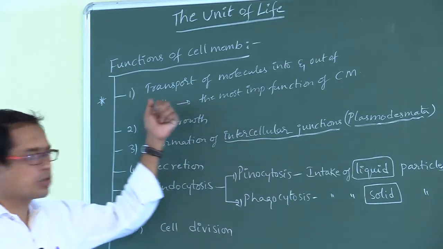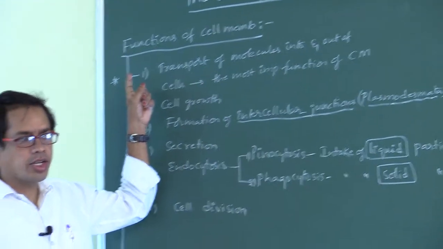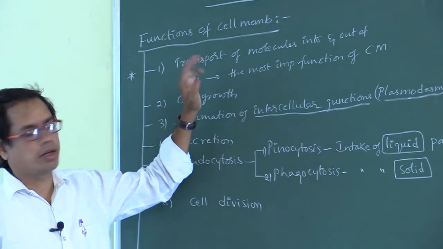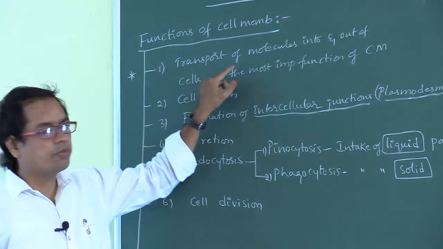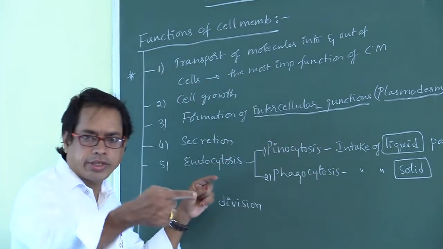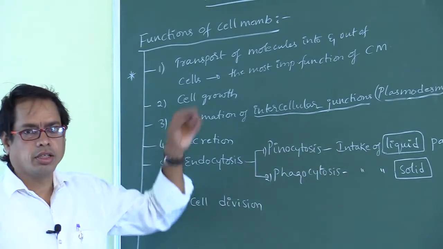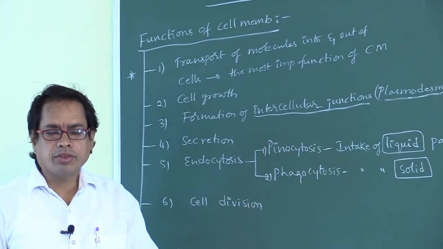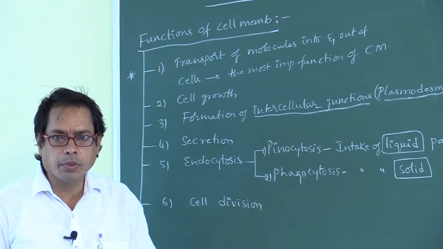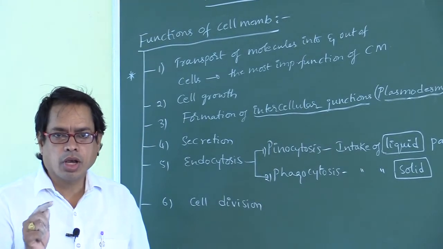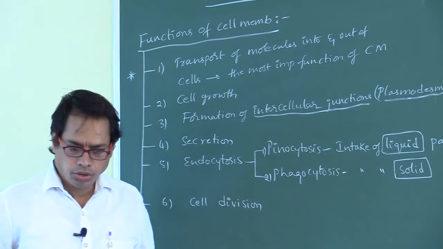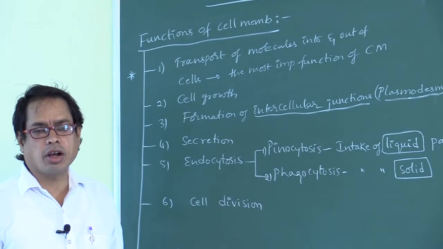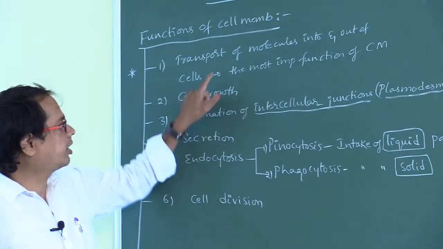Now look at here, my dear students. Functions of cell membrane or plasma membrane. Transport of molecules into the cell or out of the cell. This is the most important function of cell membrane. What is the most important function of cell membrane? Transport of molecules into or out of the cells. It is the most important function of cell membrane.